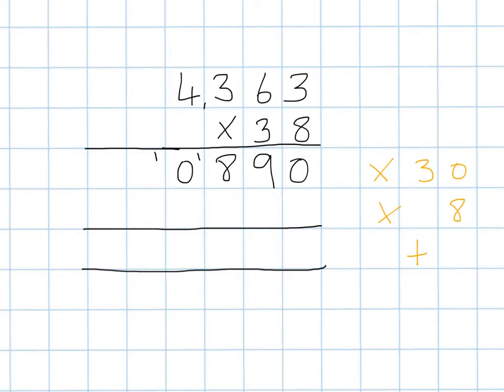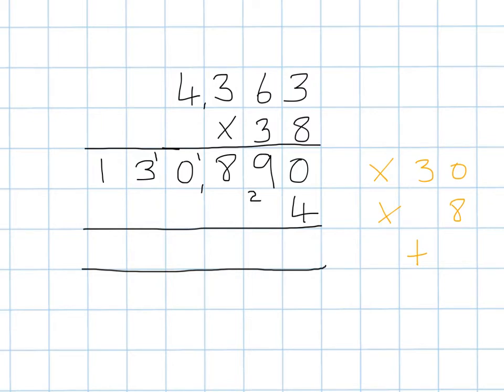And then 4 times 3 is 12. Add 1 more is 13, which in this case makes 130,000. So 4,363 multiplied by 30 is 130,890. I can then multiply 4,363 by 8. 8 times 3 is 24. So the 4 goes in the units column and I carry the tens.